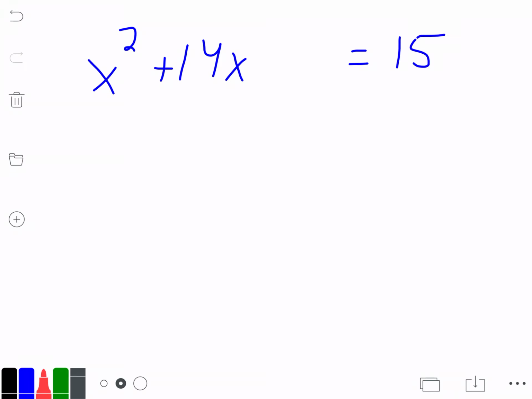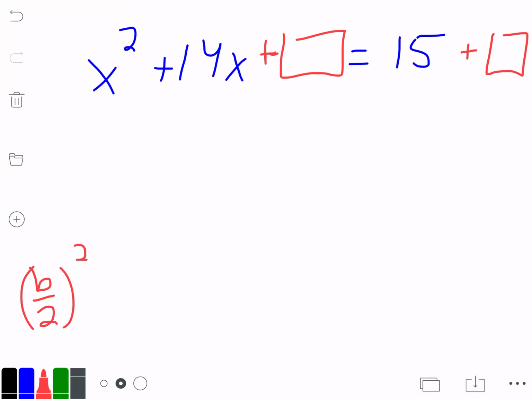So we have x squared plus 14x equals 15. I left a space right here because this is what we're going to have to do to complete the square. To complete the square, we're going to do b divided by 2 squared. We have 14 as our b, so it's 14 divided by 2 squared. 7 squared equals 49.